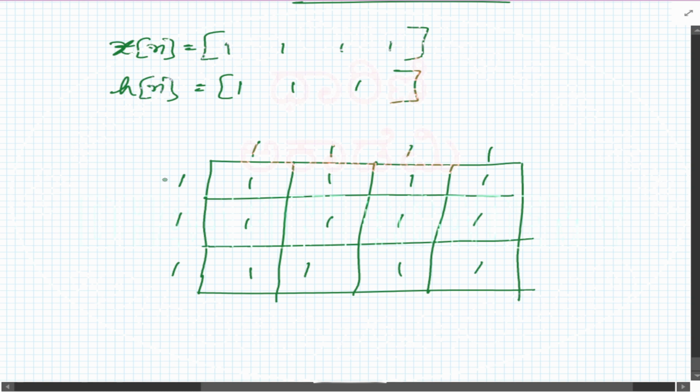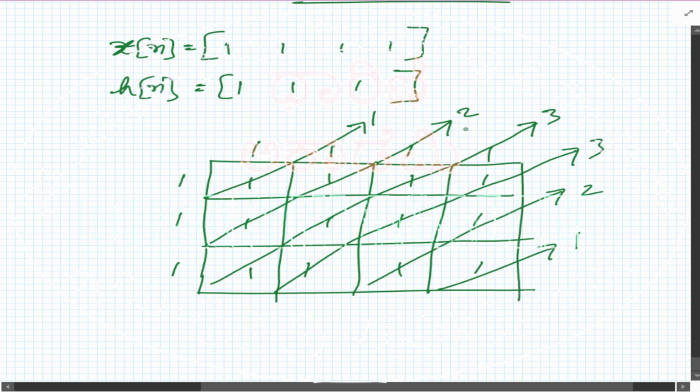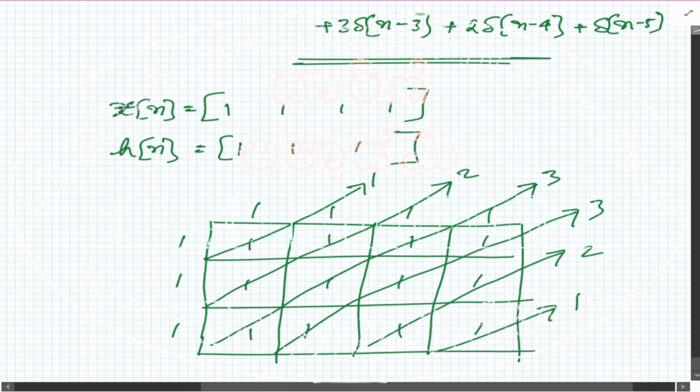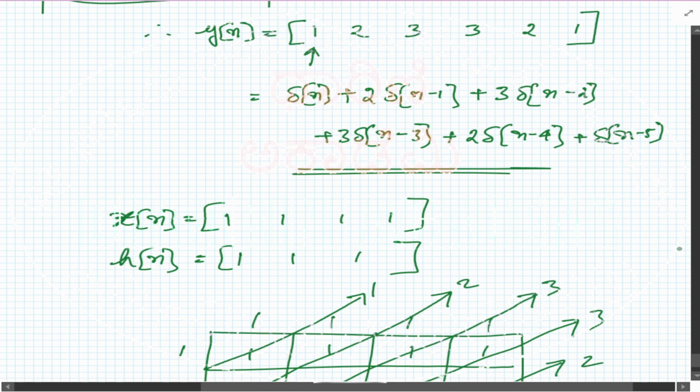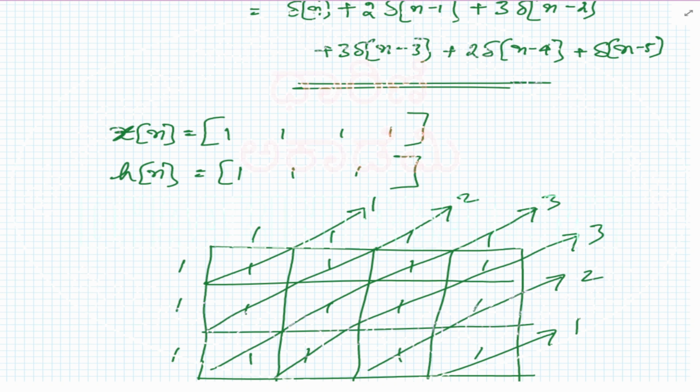Now to get the result, you read it diagonally. So you see this is 1, 1 plus 1 is 2, 1 plus 1 plus 1 is 3, 1 plus 1 plus 1 is 3, 1 plus 1 is 2, 1. So you see the answer we just got is the same thing, right? This is 1, 2, 3, 3, 2, 1. Same thing you get here. This works for any signal like 1 2 3 4 and 8 minus 3 minus 4, anything you write. Quickest way to do the convolution.